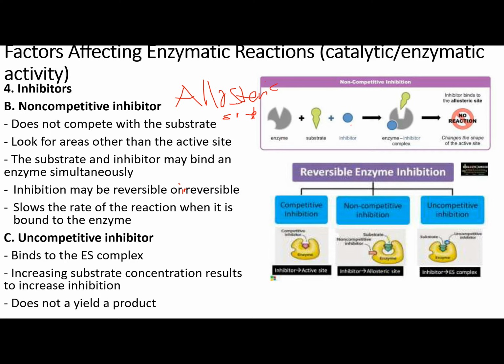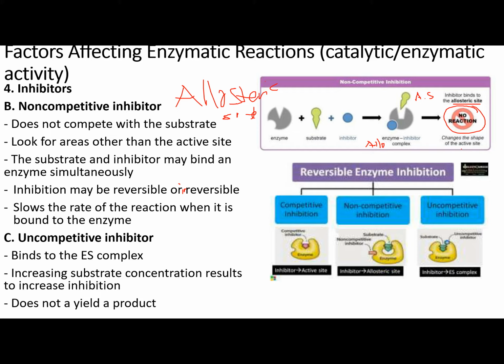So take a look at this diagram class, or this picture. So in this non-competitive, you would have here the substrate still attaching to the active site. But this time, the inhibitor would now attach to the allosteric site. And when that happens, it forms a so-called enzyme inhibitor complex. And because of this enzyme inhibitor complex, it binds the allosteric site, changing the shape of the active site, causing no reaction.